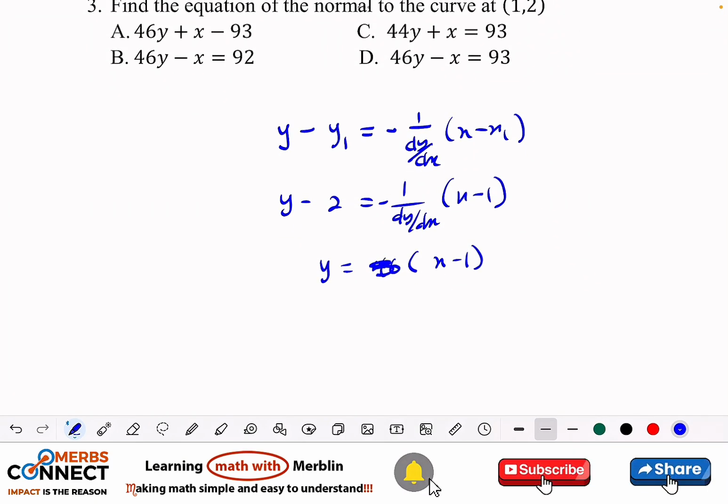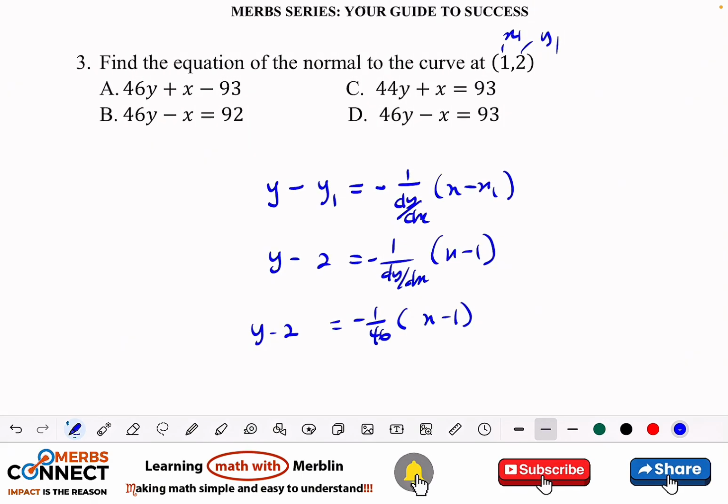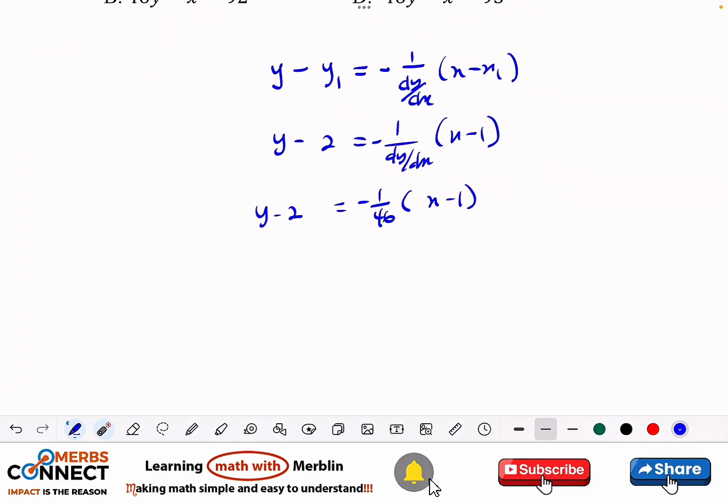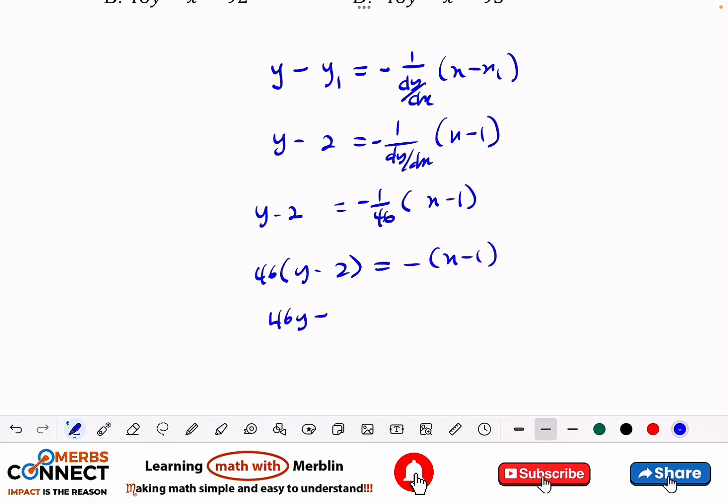So this is going to give us y minus 2 equals minus 1 divided by 46. So always read the question as well. So this one is not tangent, and this is the normal line. Know that the normal to the curve should be minus 1 divided by the slope. So I'll multiply through by 46. So I'm going to have 46 times y minus 2, which is equal to minus x minus 1. So 46y minus 2 times 46 is going to give us 92, which is equal to minus x plus 1.